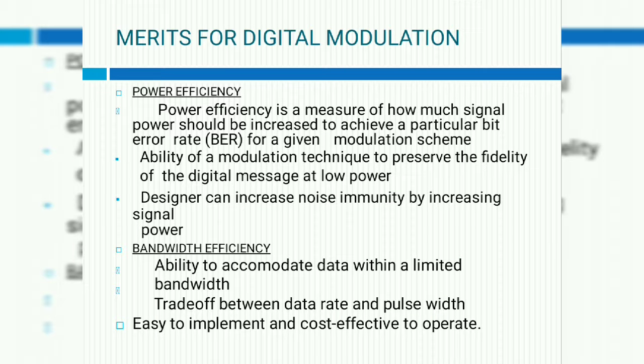Next, advantages or merits of digital modulation techniques. There is power efficiency and bandwidth efficiency. Power efficiency is a measure of how much signal power should be increased to achieve a particular bit error rate. Bit error rate means how many bit errors will occur in a transmission. It is the ability of the modulation technique to preserve the fidelity of the digital message at lower power, so you can transmit over a longer distance. A designer can increase the noise immunity by increasing the signal power.